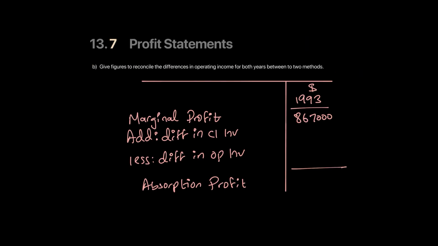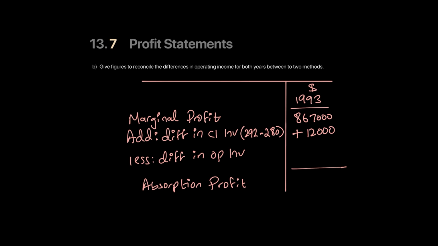Okay, so as the last step, let's reconcile our profits for 93. Remember, the marginal profit was 867. Now, as I did earlier, we need to add the difference in closing inventory. So we should compare: the absorption closing inventory was 292, whereas the marginal closing inventory was 280. And you guys can also verify this from your statement. Absorption was 20,000 units at 14.6, and marginal was 20,000 units at 14. So that difference is 12,000. So I will add this difference of 12,000 over here. Remember, higher the closing inventory, higher the profit.